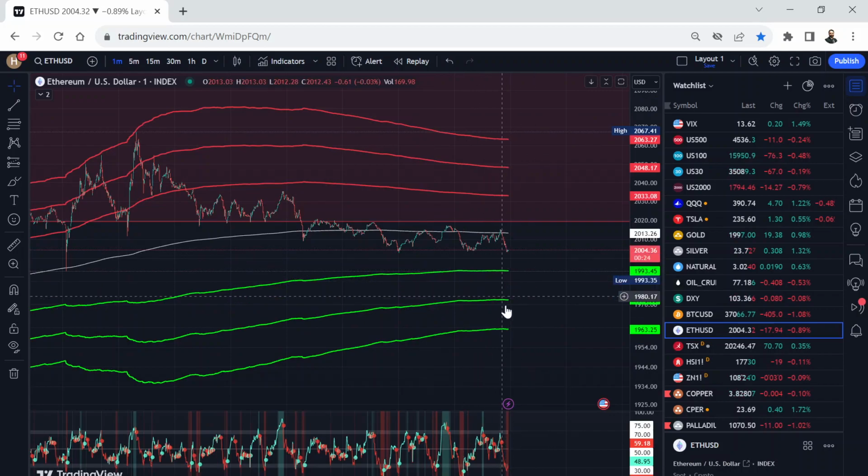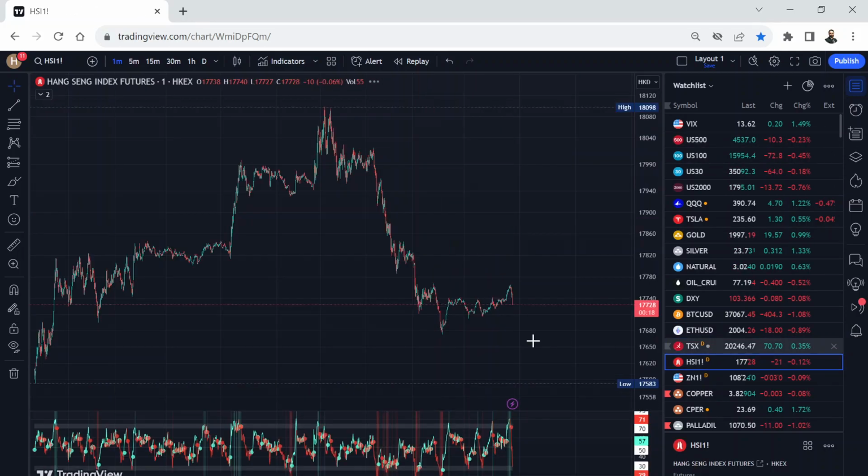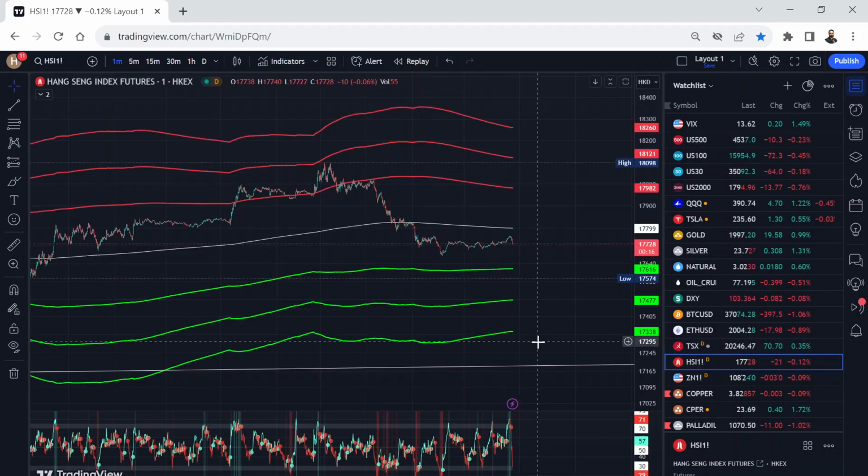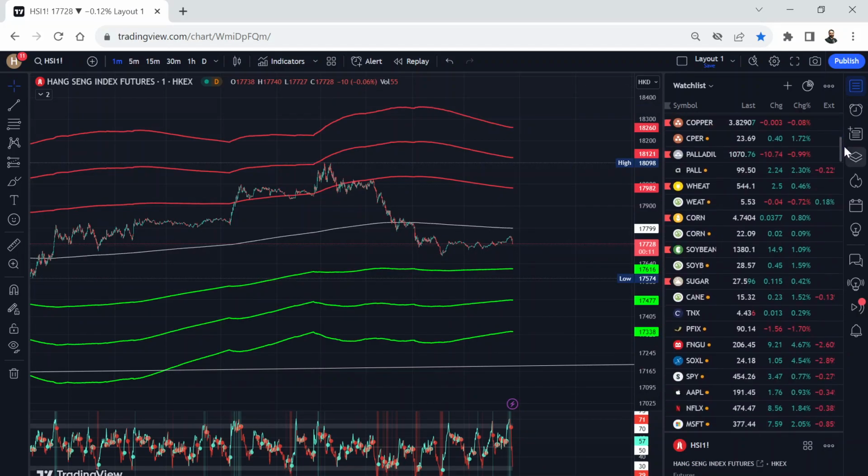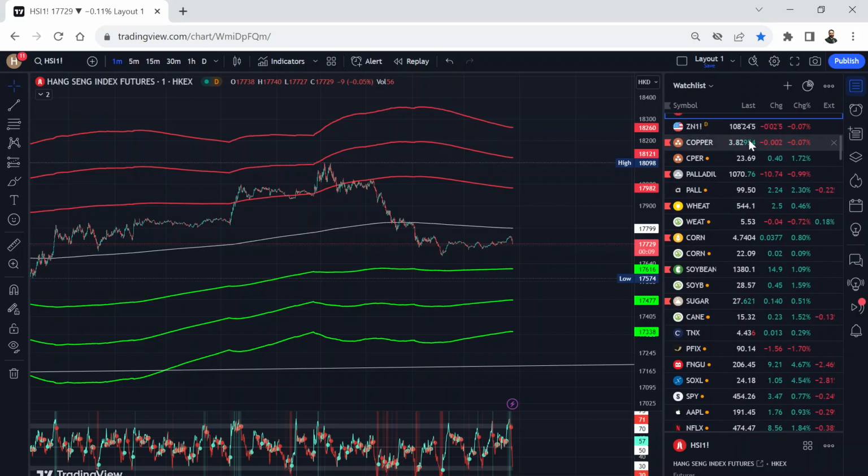Ethereum also getting closer to buy zone, 1993 and below. Look to buy. Hang Seng Index. Let's quickly see that. It's also getting closer to buy zone, 17,616 and below. Look to buy Hang Seng. All right, let's look at commodities.